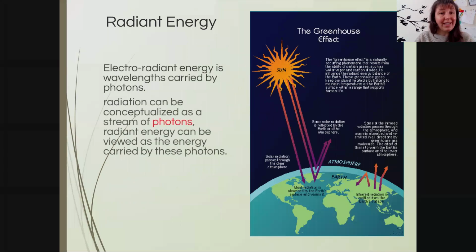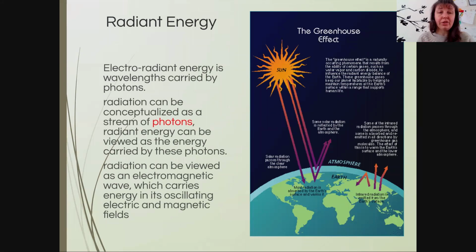The next one is radiant energy, also known as electromagnetic radiation, which can be measured in waves or photon particles. So I have two ways that I can measure radiant energy.